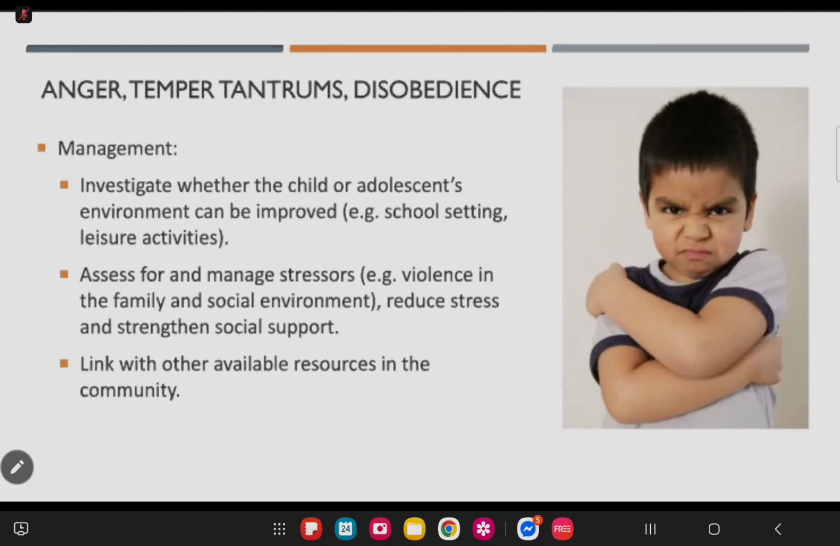Aside from that, you have to investigate whether the child or adolescent's environment can be improved. So if the school setting can be improved, or maybe other activities that can improve the child's behavior. And you also have to assess for stressors, so violence, family problems, social problems, reduce their stress as well, and strengthen social support. And as always, link with other available resources in the community.